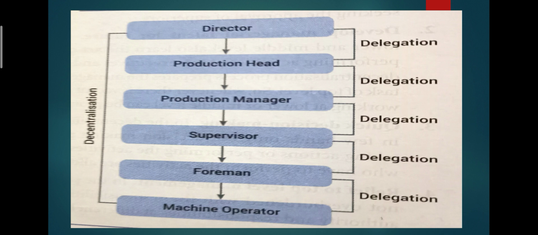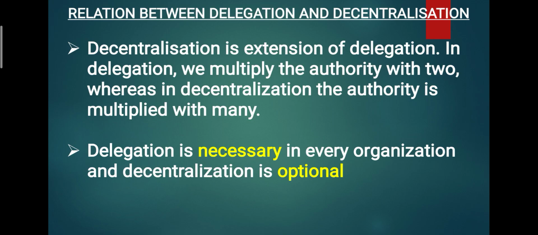And you can read the example in your book, the same example they have given. I have explained you diagrammatically, they have written in words also. Kindly read the example and write accordingly. This question can come in 4 marks also, 5 marks also, 3 marks also. That in delegation, we multiply the authority with 2, we are dividing the work among 2 people only, the superior is giving the work to his immediate subordinate only. And in decentralization, the authority is multiplied with many, the one person is dividing the work to many employees working in the organization.